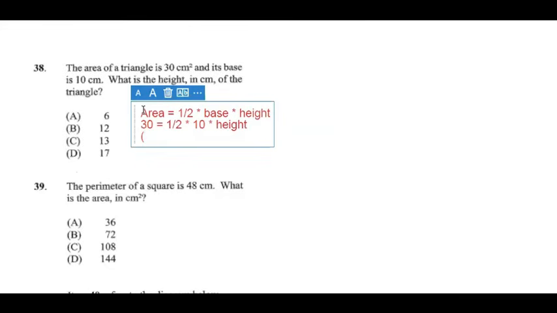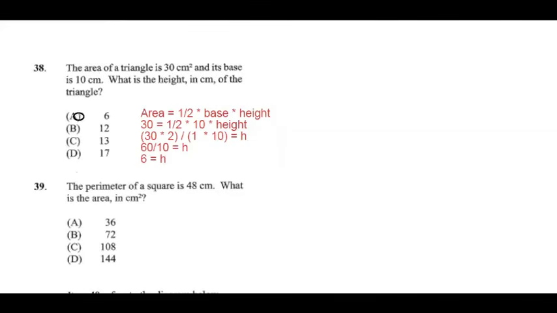So therefore this becomes 30 multiplied by 2 upon 1, and all of that is divided by 10, and that is equal to the height, which we're trying to find. So 30 times 2 is 60 divided by 10 equal height. So therefore 60 divided by 10 is 6, and therefore height is 6. So 38 is A.